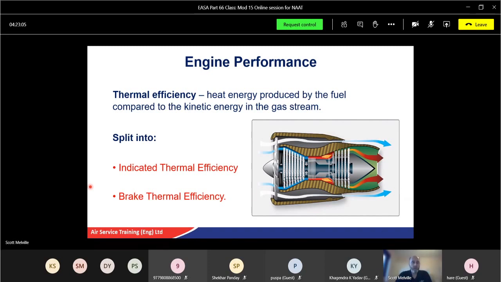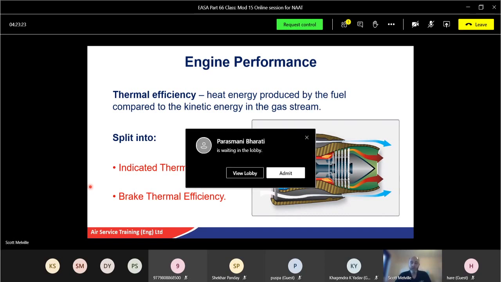engine will be produced, and in theory, that's the heat energy that should not be lost. Basically, kinetic energy passed to the gas stream as a result of the fuel burning. Ideally, we would get 100% of that energy all the way back out, but unfortunately, we don't. Again, it's a simplification. Indicated efficiency assumes there are no mechanical losses, but the brake thermal efficiency uses the work rate of the engine less the losses through things like friction.